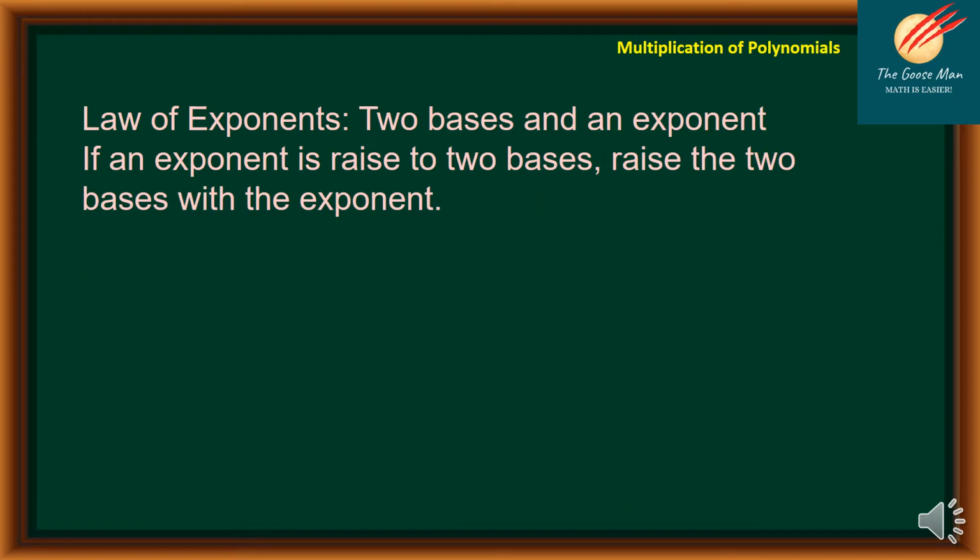The next law of exponent that we will discuss is the two bases and an exponent. So if an exponent is raised to two bases, raise the two bases with the exponent. Example, if I have AB raised to 2, so I'll distribute the exponent 2. So I have A squared times B squared. So therefore, this is A squared times B squared.